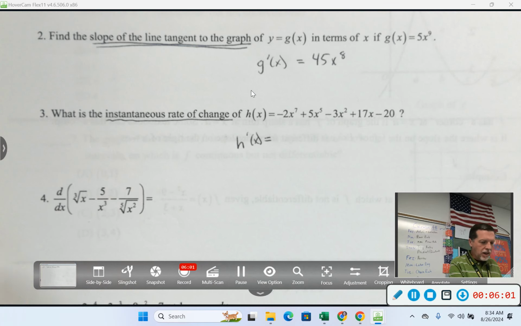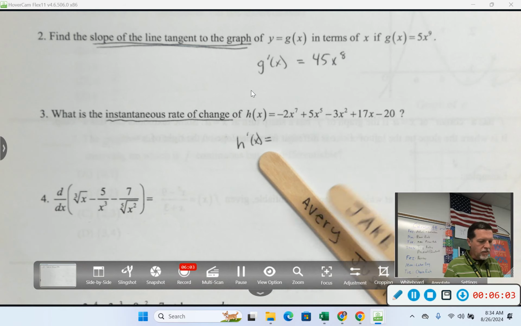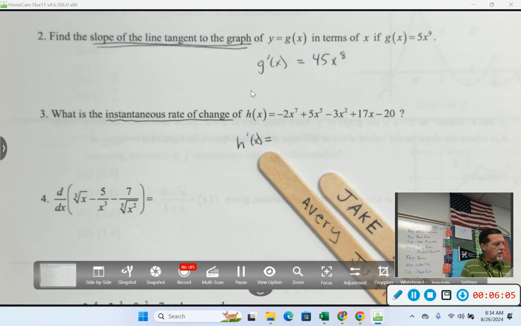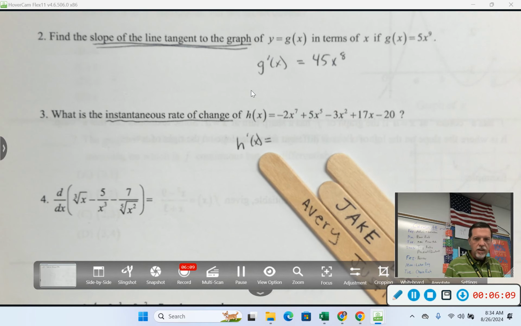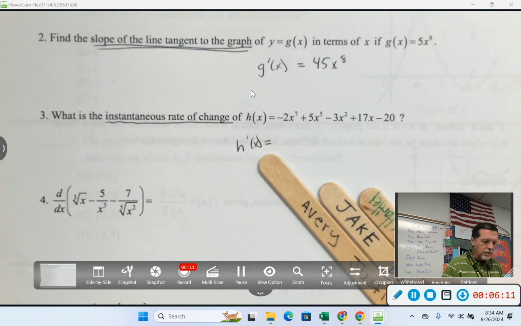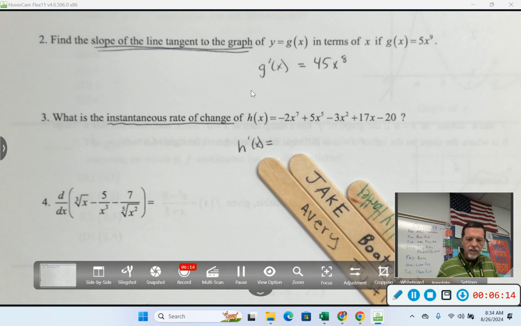And I get to pick 5 popsicle sticks for this one. That's a good day. Holly went fancy and wrote her name on the other end of the stick.